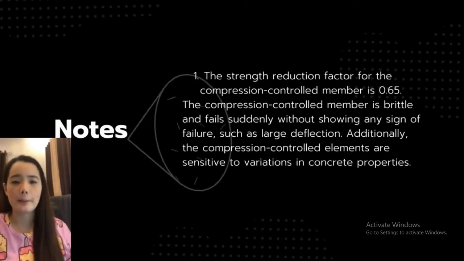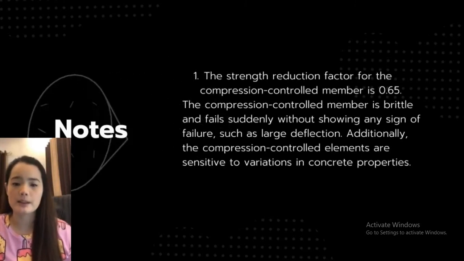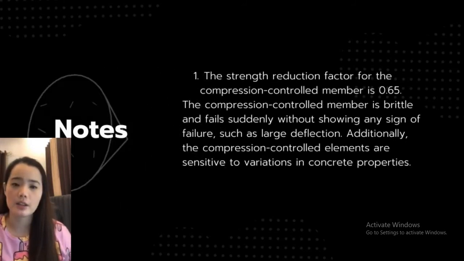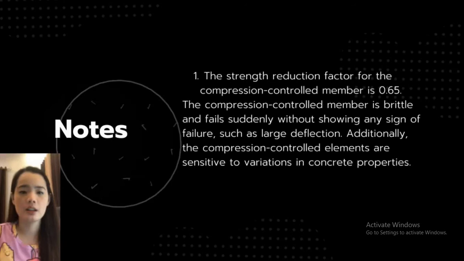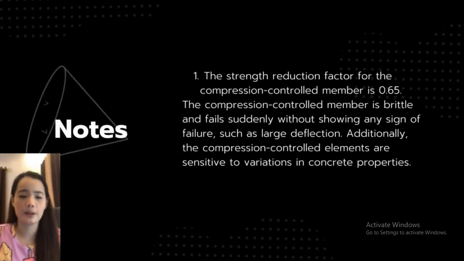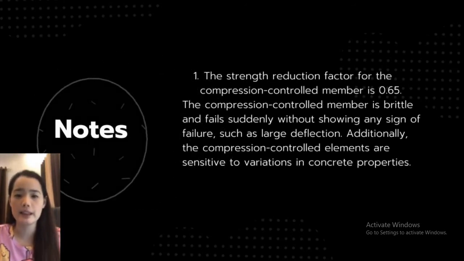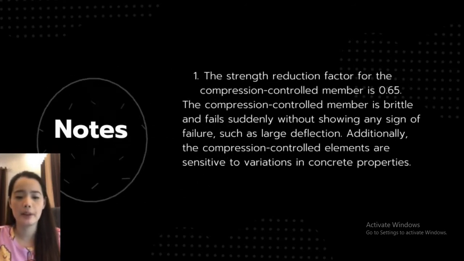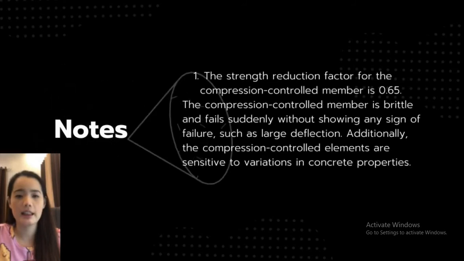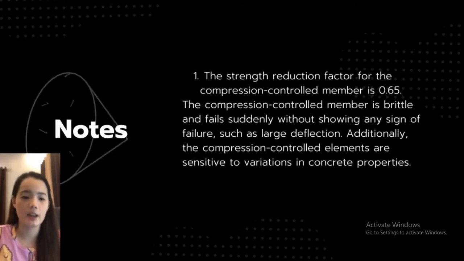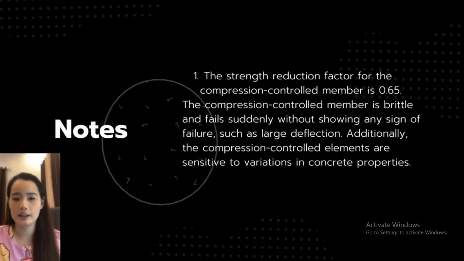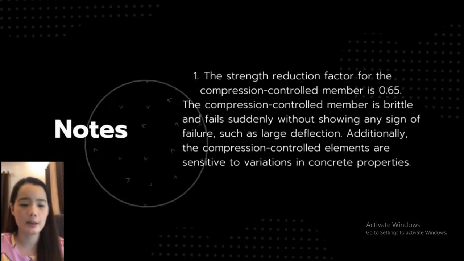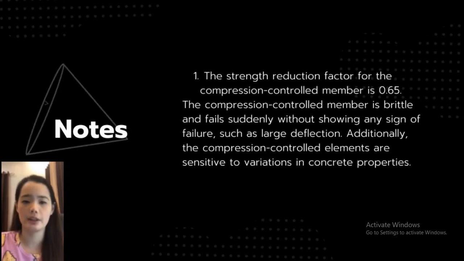Good morning, everyone. Yung topic ko po is all about notes of strength reduction factor of compression control and tension control member. The strength reduction factor for the compression control member is 0.65. The compression control member is brittle and fails suddenly without showing any sign of failure, such as large deflection. Additionally, the compression control elements are sensitive to variation in concrete properties.